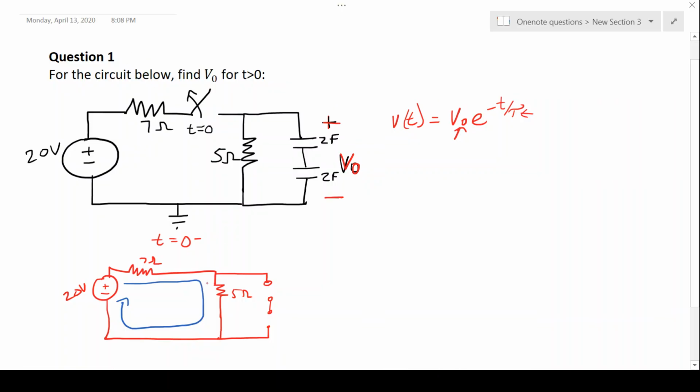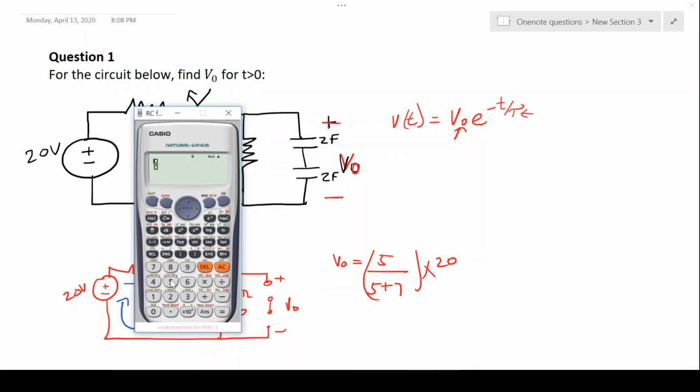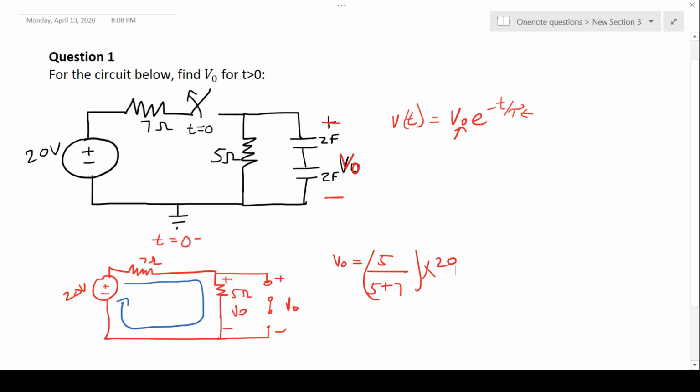So we should be able to determine the voltage, because we're looking for the initial voltage, which is the voltage from that point to that point. It should match the voltage over the 5 ohm resistor. We can use voltage division for that, so V0 is going to give us 5 ohms over 5 plus 7, all multiplied by 20. So 5 over 5 plus 7, all multiplied by 20, and that gives us a value of 8.33 volts.